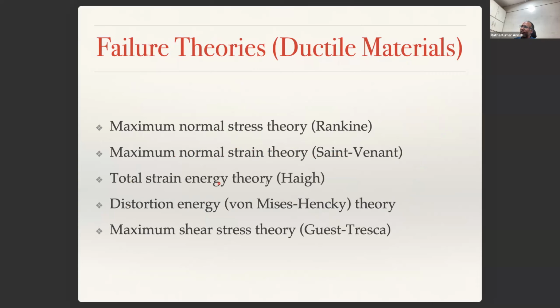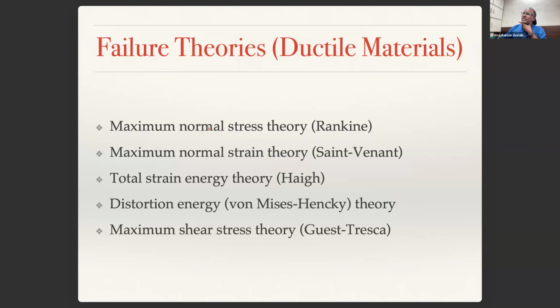Then came the total strain energy theory. The genesis for the total strain energy theory is that when you are dealing with stress or strain, these are tensorial quantities. Then the question came, you have a tensorial quantity which has 6 components of the stress tensor. Why are you only looking at one component? Why are we not looking at other components? So you are having a tensorial quantity, but then you are comparing it with only the yield strength of the material, which is a scalar.